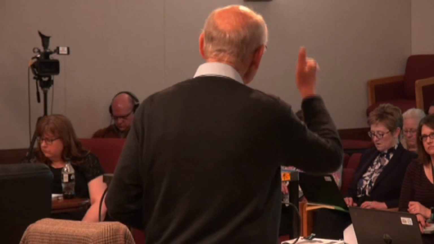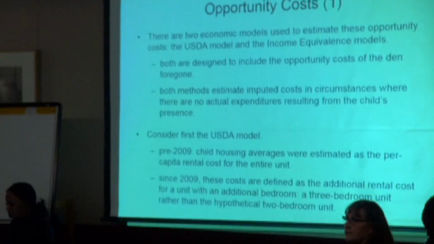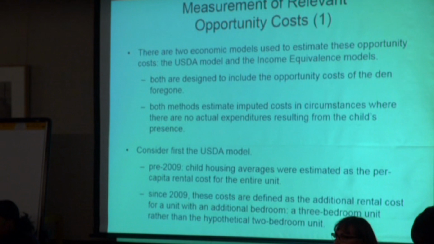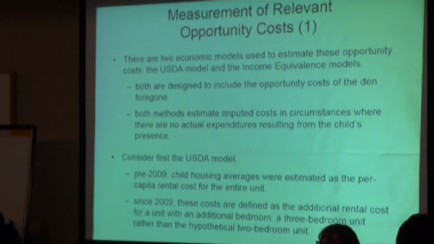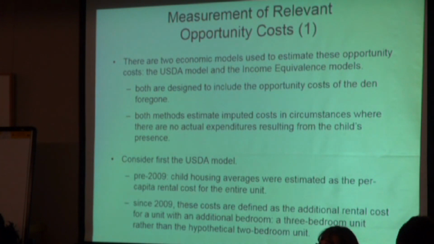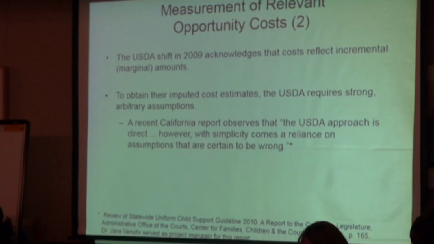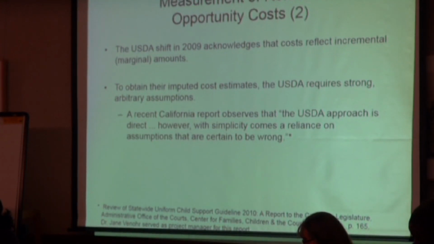Dividing the monetary cost by 3, as the USDA did pre-2009, was just an imputed cost. It wasn't an actual cost. You really have to get that. The USDA imputes children's housing costs as the hypothetical additional rental charge associated with moving from a 2-bedroom to a 3-bedroom apartment. That's what they said. The USDA, you see the quote.